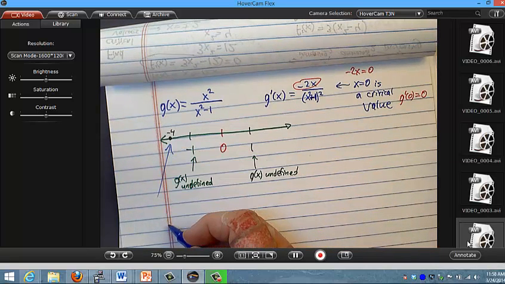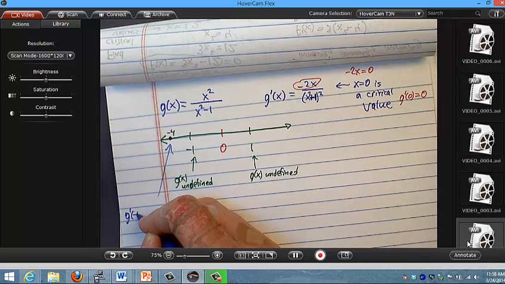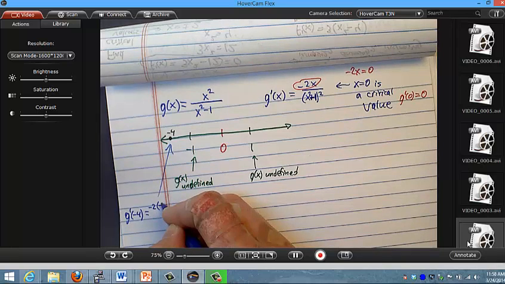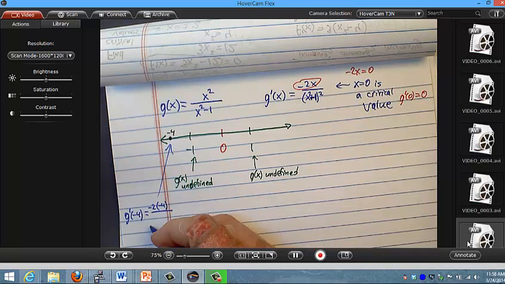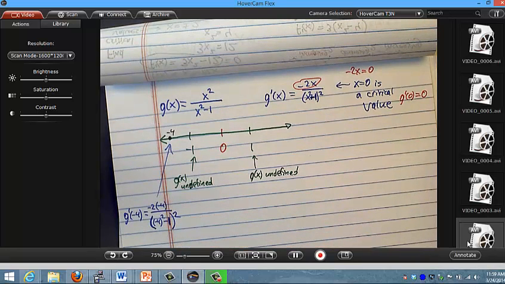So when we do, for example, let's test negative 4. This is called the first derivative test. G prime of negative 4 would be negative 2 times negative 4 over, wow, this is ugly. It's negative 4 squared minus 1 squared. That's really ugly. Luckily, I don't have to compute it. All I care is, is it negative or positive? Okay, so let me work it out.